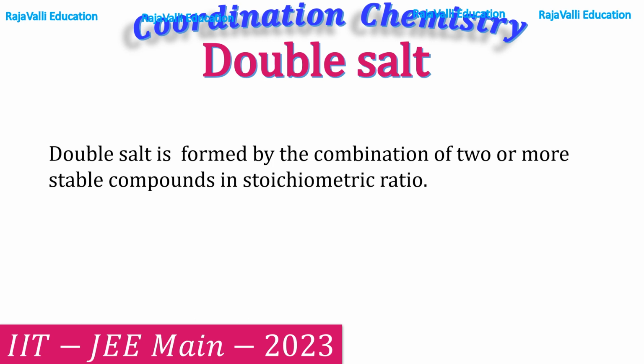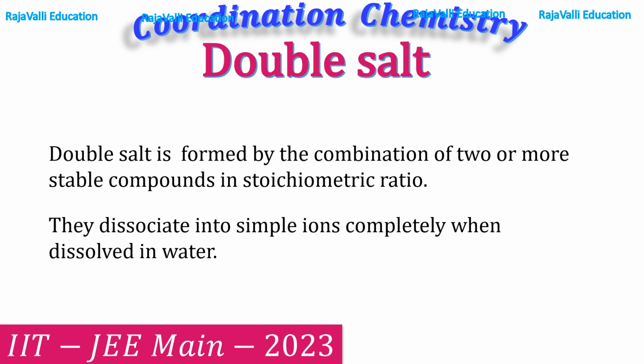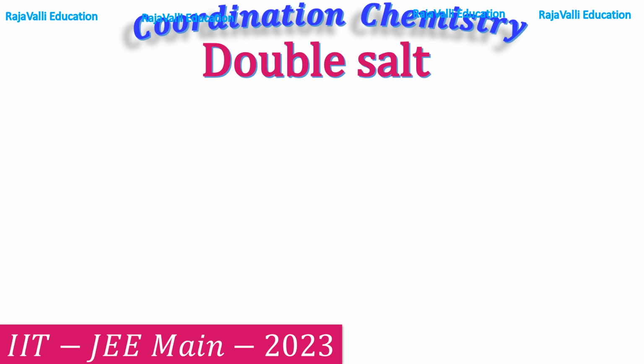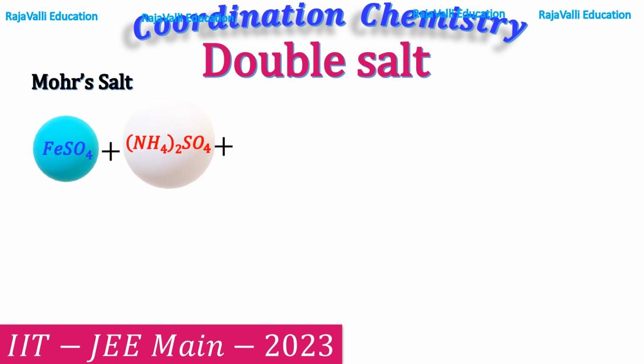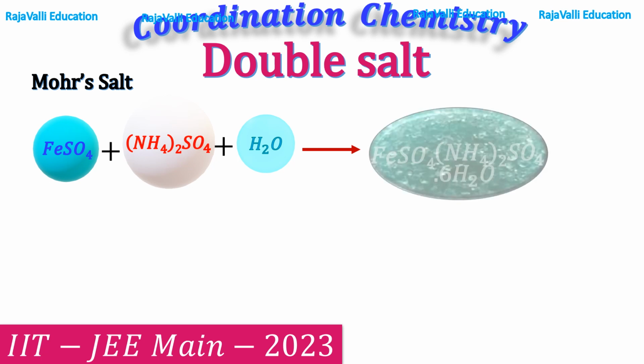A double salt is formed by the combination of two or more stable compounds in stoichiometric ratio. They dissociate into simple ions completely when dissolved in water. Mohr's salt is the best example of a double salt. When equimolar concentrations of ferrous sulfate and ammonium sulfate are mixed and allowed to crystallize, we get Mohr's salt. Its formula is FeSO4.(NH4)2SO4.6H2O.